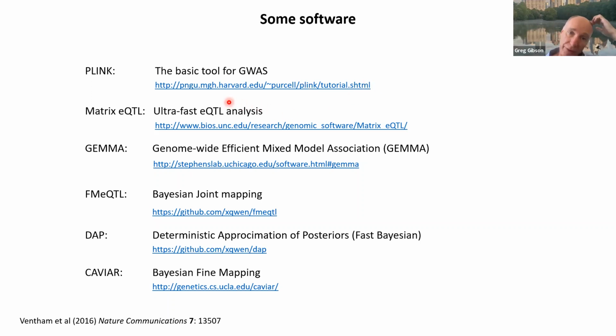The fastest tool out there, and a very, very popular one, is something called Matrix eQTL. That's used for ultra-fast eQTL analysis. The way it's coded and the matrices and things makes this an efficient software. So I recommend that.